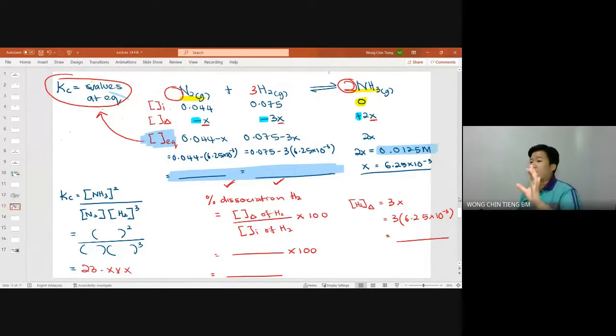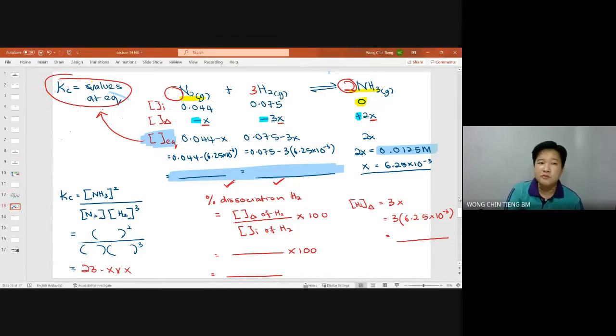Dissociation is the market language. How much do we use? That is the market language. The percentage of dissociation, or the dissociation, is the amount that you use for the reaction. Okay? How much has been dissociated? How much has been reacted? How much has been used? That is its language. Okay?